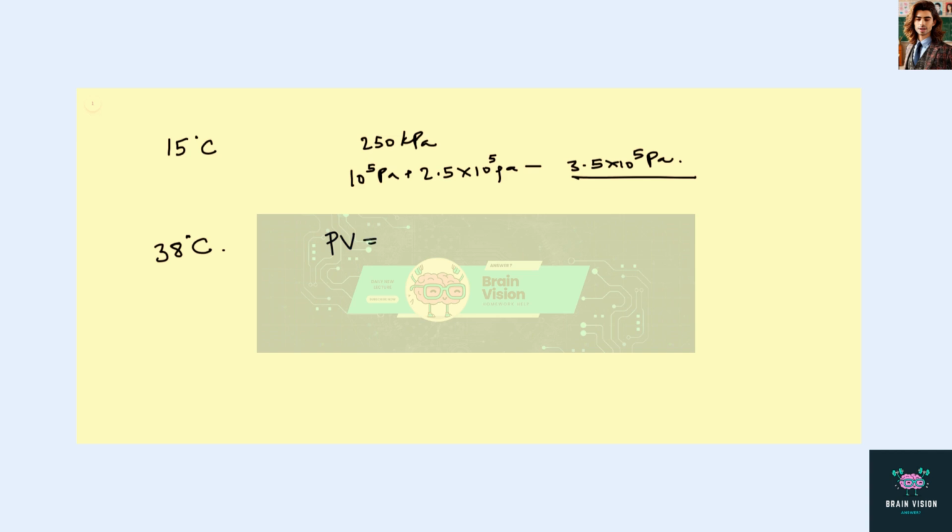So we know the equation is PV equal to nRT. We know that the pressure needs to be constant. We know the volume is constant. And we want to change n when T is changed. So we know that n1T1 is equal to n2T2, which means n2 is n1T1 by T2.